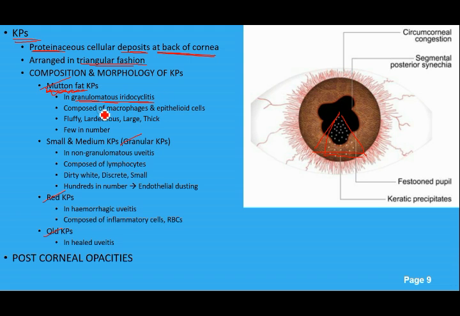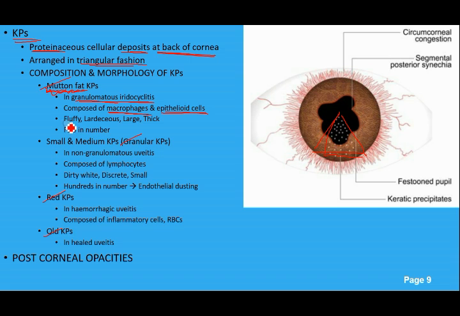So that itself will tell you, if you understand in what conditions you get a granulomatous infection, you'll understand what composes this mutton fat keratic precipitate. See, you get macrophages, and if the macrophages fail over time, you get epithelioid cells, and this is what makes up the keratic precipitate. As I told you, next is the consistency. So the word mutton fat, that's how I remember it.